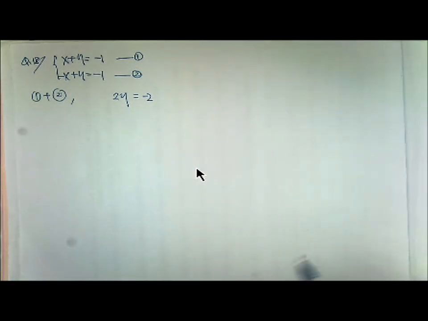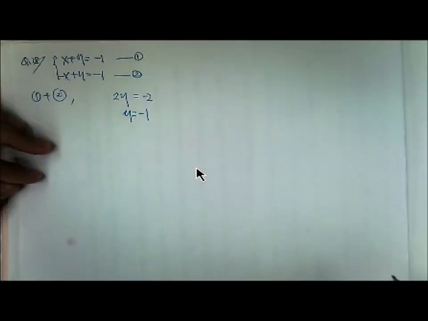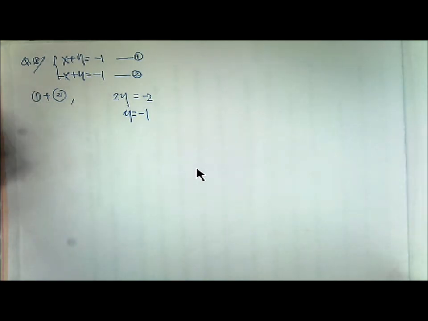So next you have to calculate y. Divide both sides by positive 2. You got y equal to -1. Okay, the same thing. You have to calculate also x, right? So two equations for you to choose. Which one will be better? I think equation 1 will be better, right?